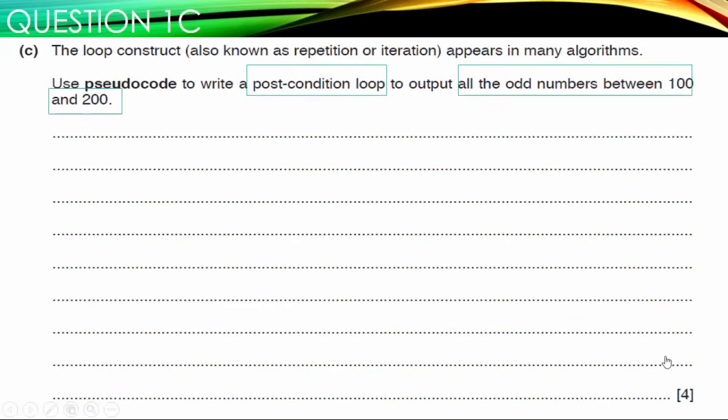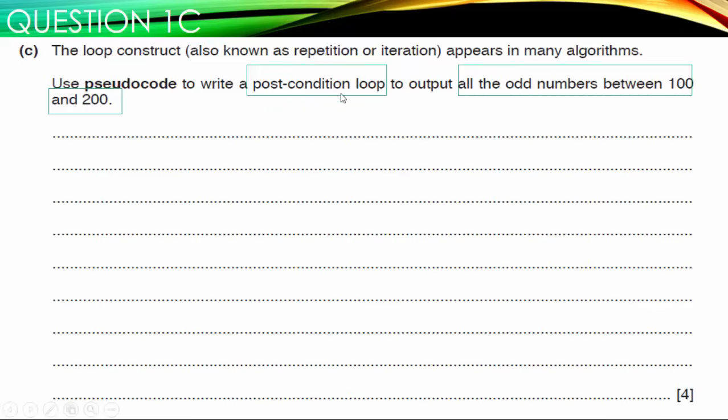And we see here the loop construct, also known as repetition or iteration, appears in many algorithms. Use pseudocode to write a post-condition loop to output all the odd numbers between 100 and 200. When you come to a question and you have to write pseudocode, this is problem solving. You have no idea how to prepare or know what they're going to ask. So you've got to be ready for all possible problem solving exercises.